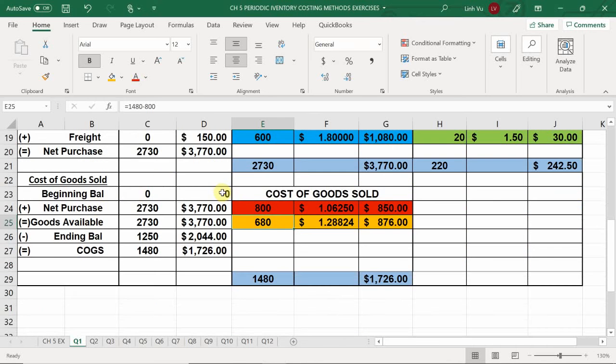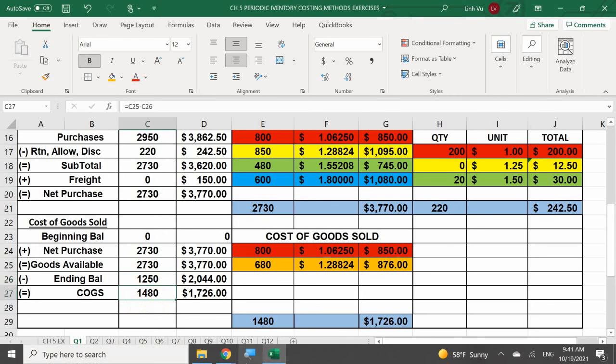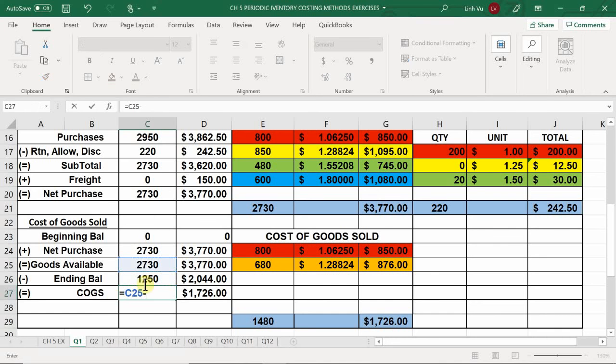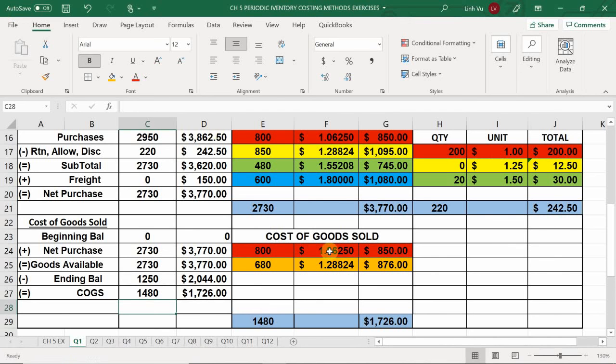Now, because we have the information that on June 30th I have a total of 1,250 left in inventory, that's right here. So my assumption is I must have sold, if I had 2,730 to begin with and I have 1,250 left over, 1,480. Now in this case I'm going to use the rules of FIFO.